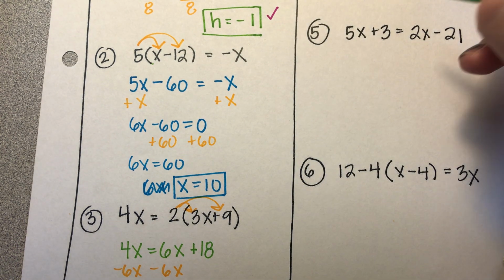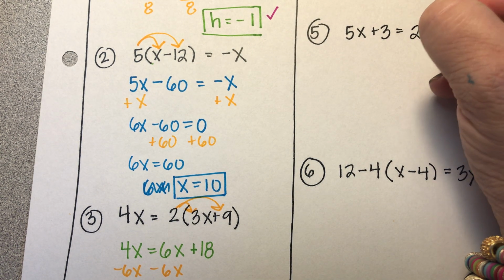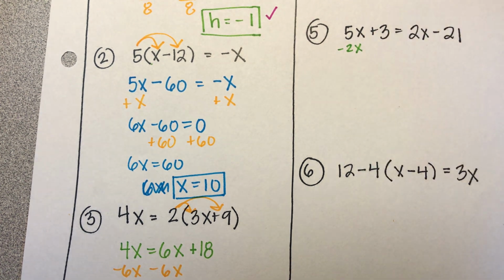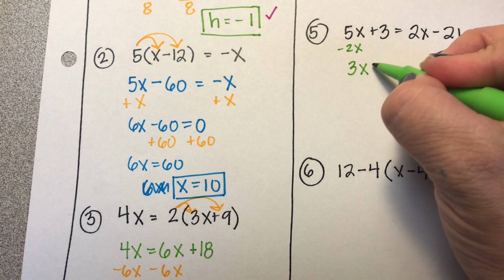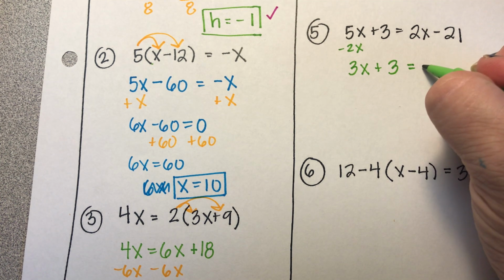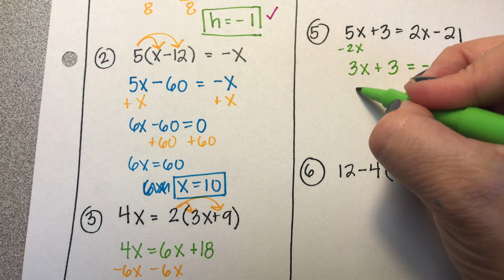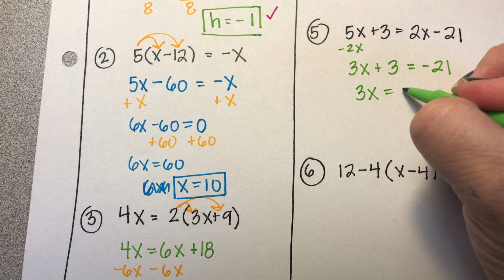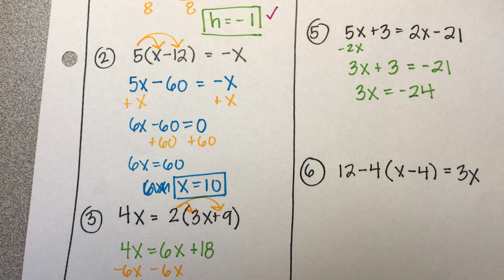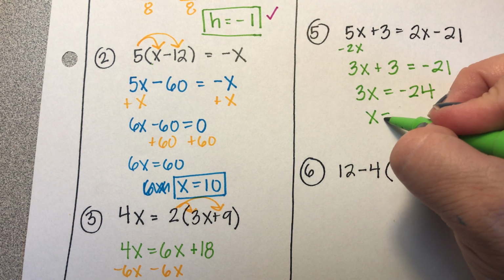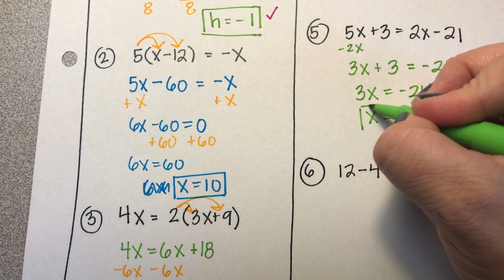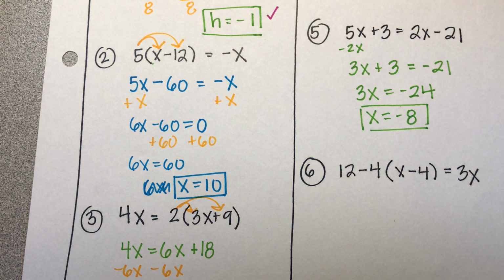On number 5, I'm going to get rid of these 2x's by subtracting them from both sides. So 3x plus 3 equals negative 21. Now I'm going to subtract 3 from both sides. So 3x is negative 24. And then I'm going to divide both sides by 3 to get x equals negative 8.